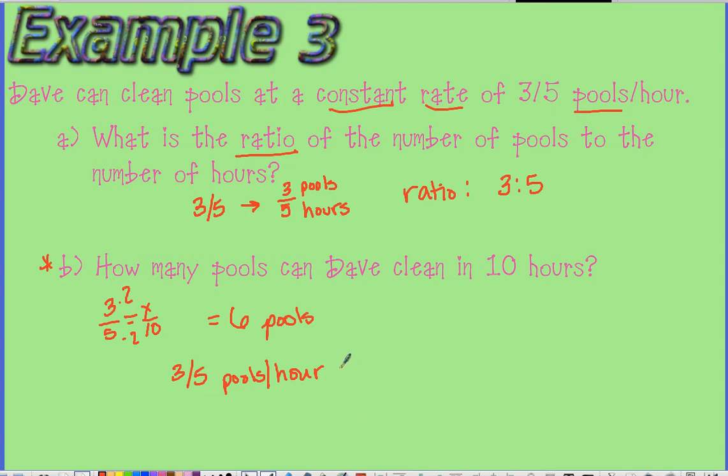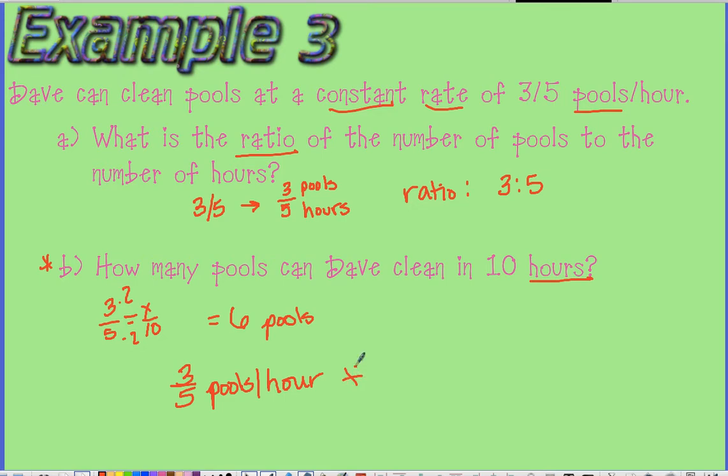So if we take this and we multiply it, 3/5 pools per hour, and we have number of hours, and we can multiply it by 10 hours. Oh, and I apologize, I did this backwards because I read that as pools. Oh, no, I did it right. I'm losing my mind here, sorry. So 3/5 pools per hour.